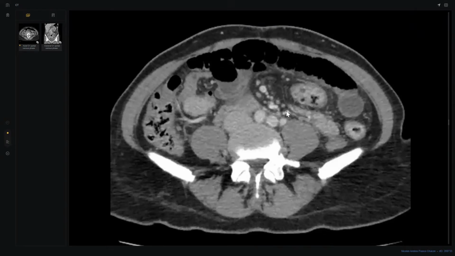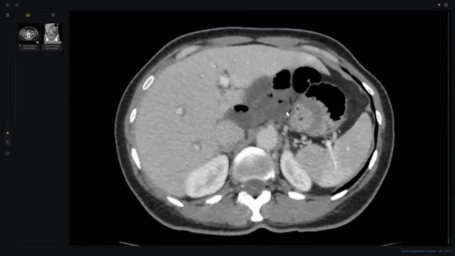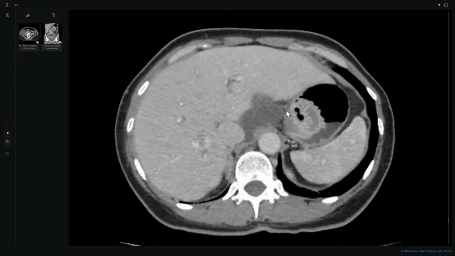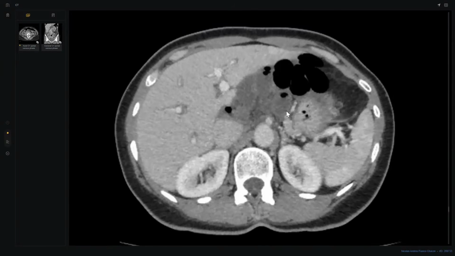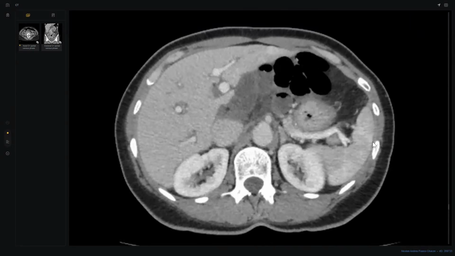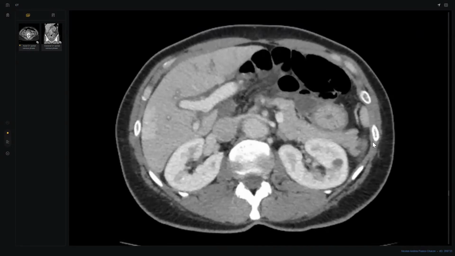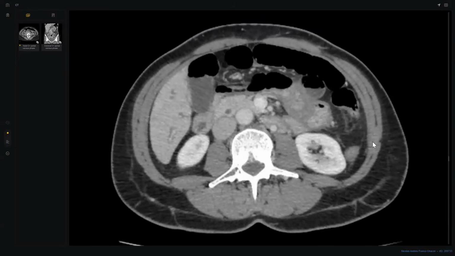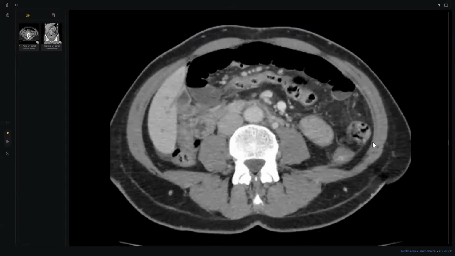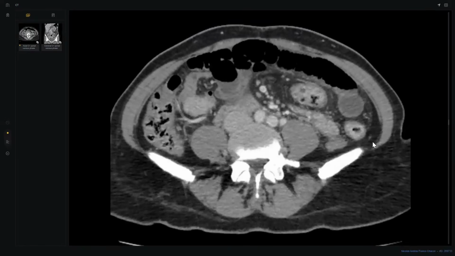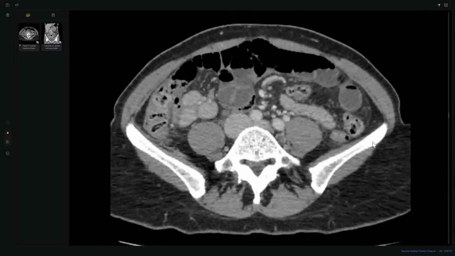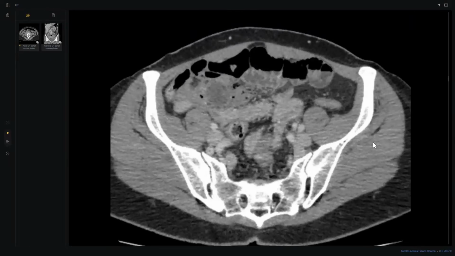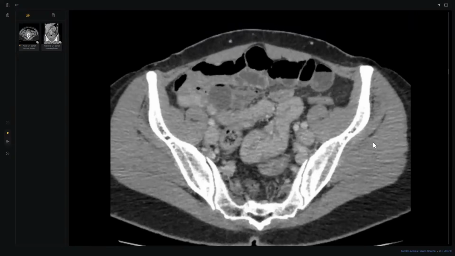I'm just trying to get to the first image of the study. I can appreciate that there is periportal edema and there are some dilated bowel loops at the middle of the abdomen. There is free fluid collection noted at the right iliac fossa.